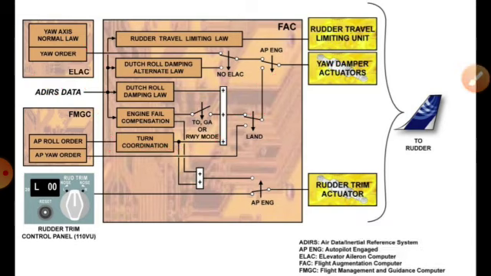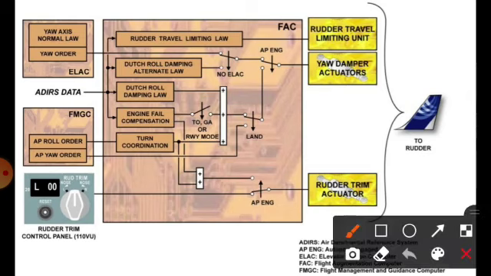Also rudder travel limiting law. When the speed is increased, the rudder limit decreases. So the ELAC also controls from here, then here to here, the rudder travel limiting unit. This unit is installed somewhere here.